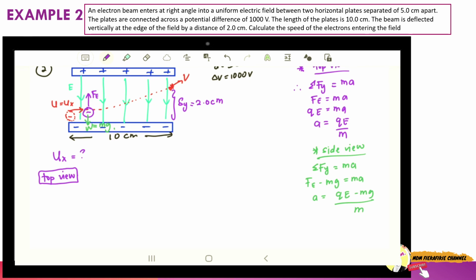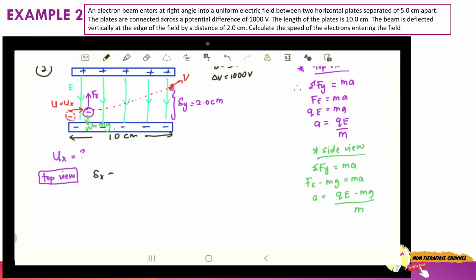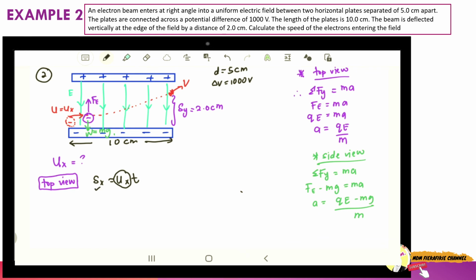So now we want to find what is Ux, and the only way we can find Ux is by using the equation Sx equal to Uxt. We do have the value of Sx, but we don't have the value of T. Sx kita dah ada kan? Since the electron travels from point A to point B, therefore Sx is equal to 10 cm. Tapi kita tak ada T. So we need another equation in order to solve for T.